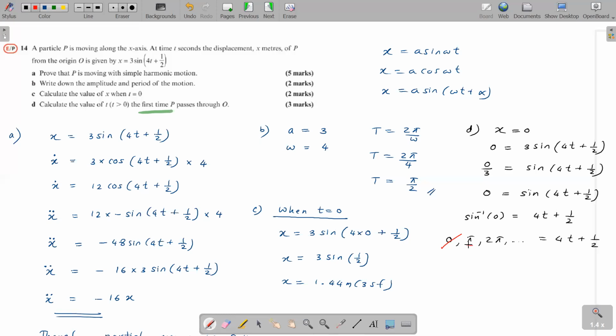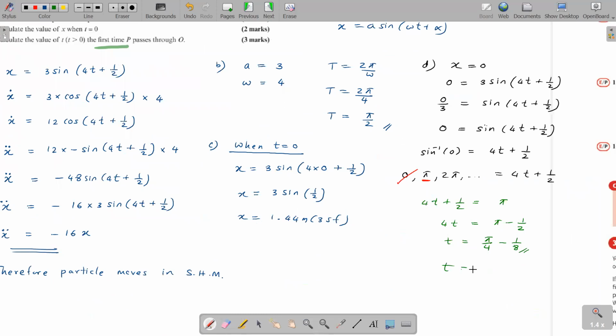So therefore, the next answer I go with is pi, because I only want one answer. 4t plus half equals pi, which means 4t equals pi minus half. So t equals pi over 4 minus 1 over 8. Pi over 4 minus 1 over 8. Do you agree? So therefore, in decimals, it becomes 0.660 to 3 SF. 0.660 seconds.